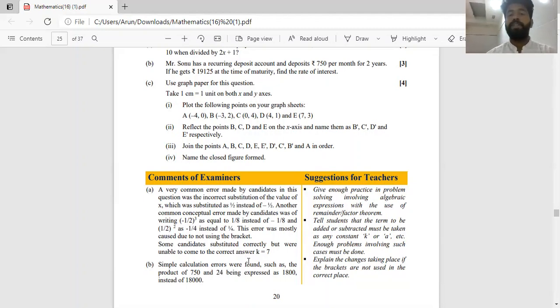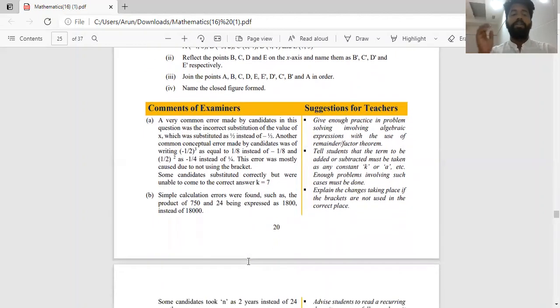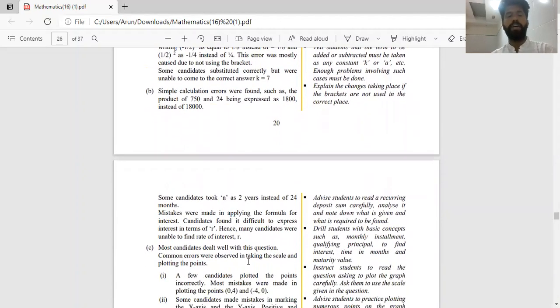Next question is from banking. You've been given the principal, the time, and the maturity value. You need to find the rate of interest. So some calculation errors were found, such as the product of 750 and 24 being expressed as 1800 instead of 18,000. Zero ka issue ho gaya.